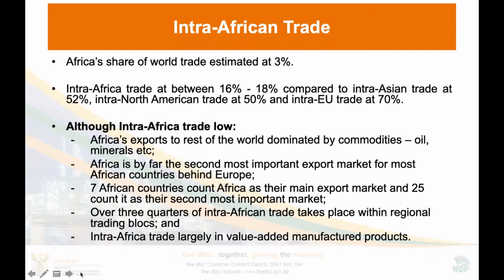And also over three quarters of intra-Africa trade happens within regional blocks within the continent. What is also important about intra-Africa trade is that we mostly trade value-added products with each other, compared to what we do with the rest of the world, where we export mostly commodities.